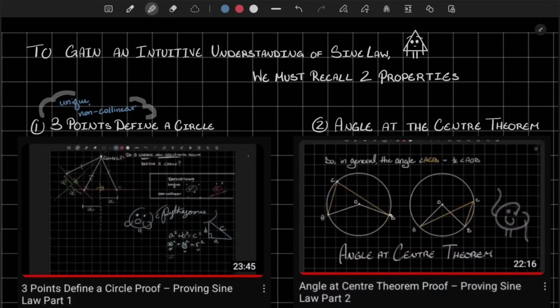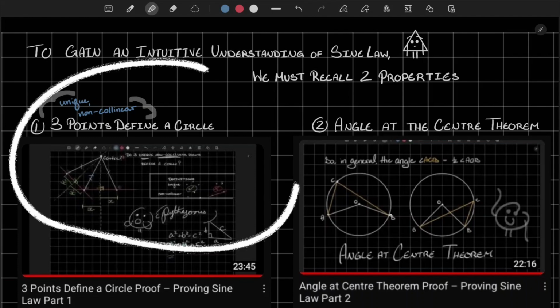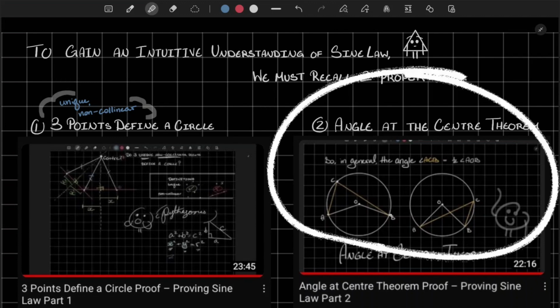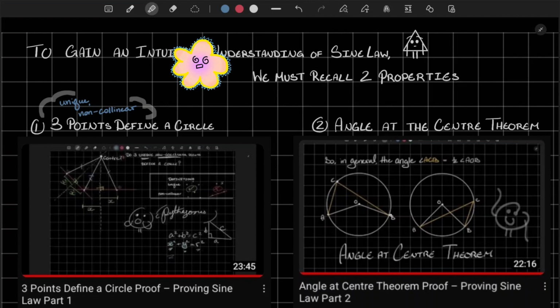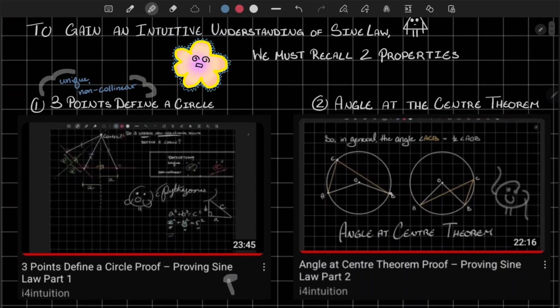So today we will be finally proving Sine Law. To do so, we will be relying heavily on these two properties: the three unique non-collinear points defining a circle, and the angle at the center theorem. So if you want to have the proofs for those, they're in these two videos, so feel free to check them out.